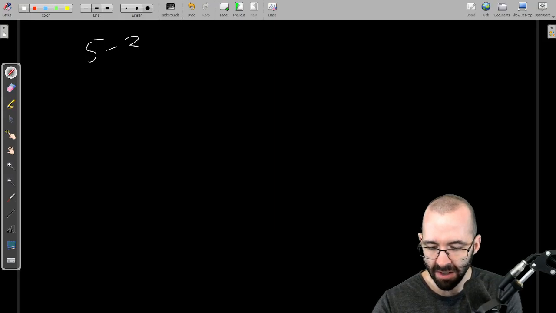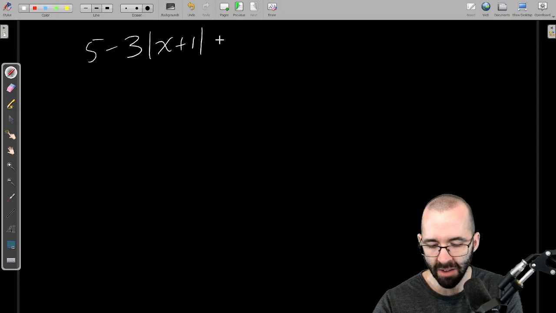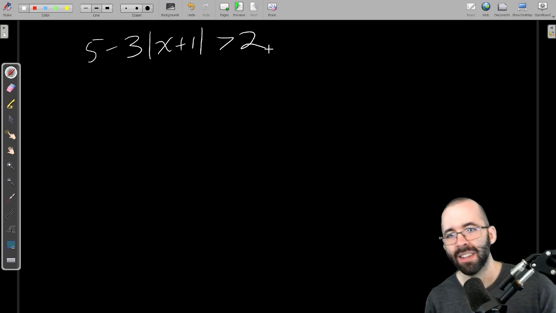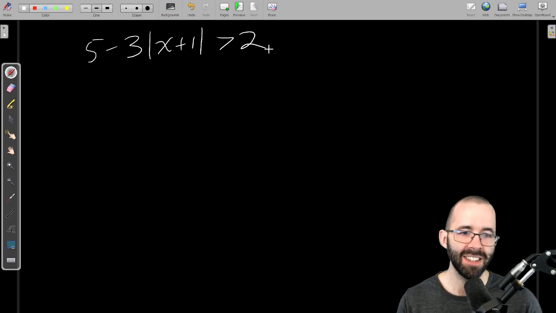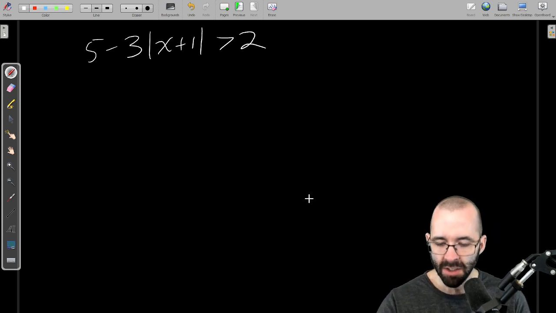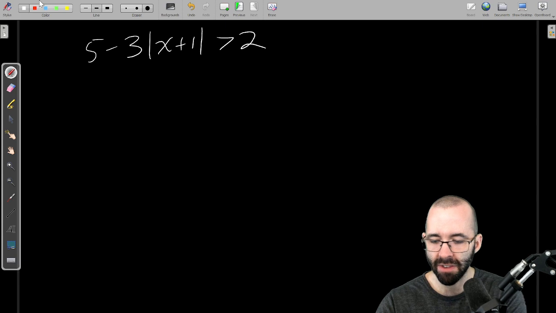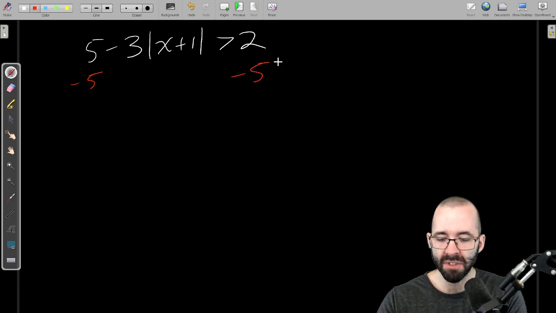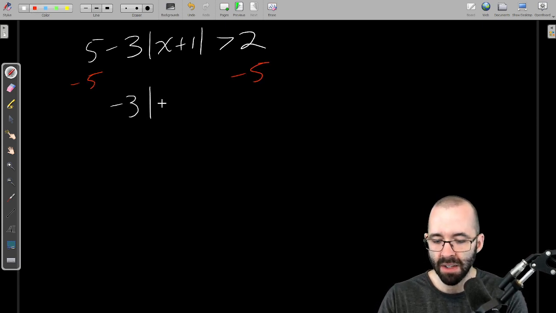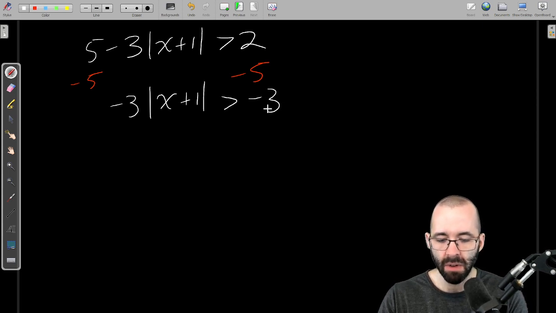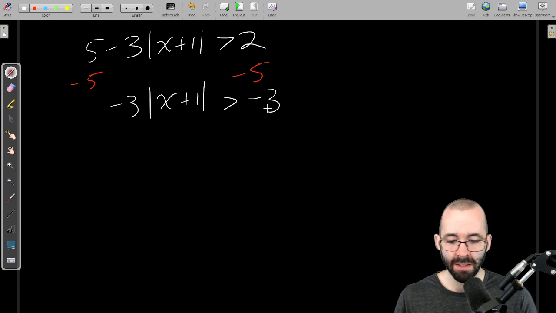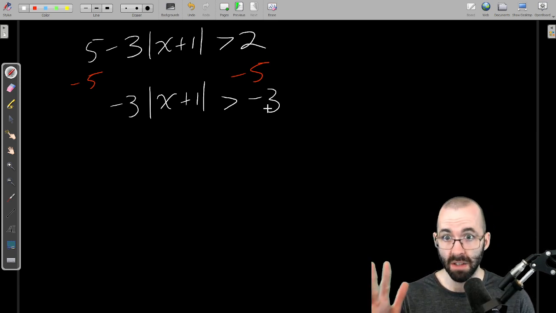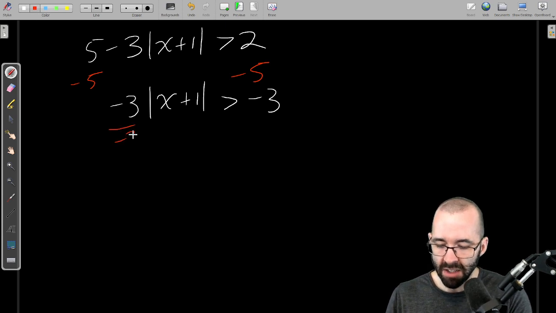5 minus 3 times the absolute value of x plus 1 is greater than 2. Oh well. This is not actually an equation anymore. This is an inequality, but these are harder anyway. So get that absolute value by itself. Subtract 5 from both sides. That'll give us that negative 3 times the absolute value of x plus 1 is bigger than now negative 3. And don't panic. You see absolute value, you see a negative, but we're not done yet. We divide both sides by negative 3.